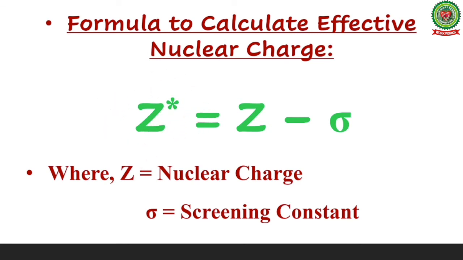So students, today you have learned what is screening effect and what is effective nuclear charge.